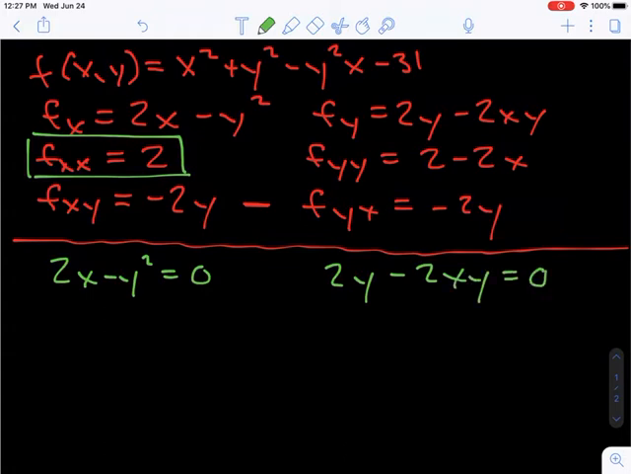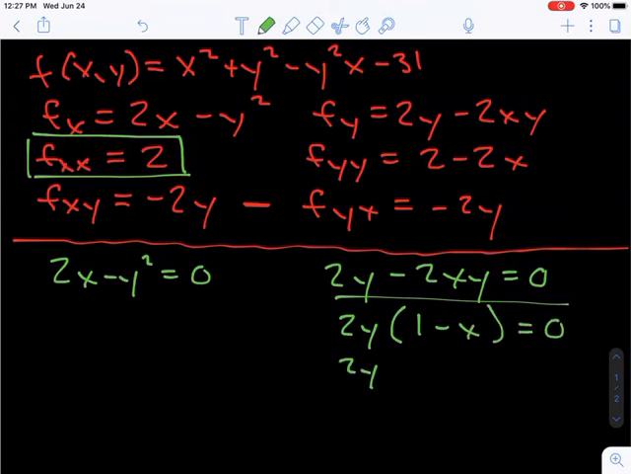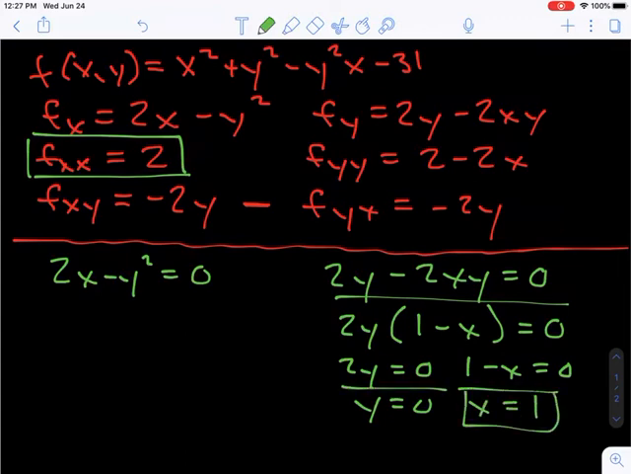Well, this looks like a little bit more difficult problem to solve. But what I notice is that I can factor out a 2y and be left with 1 minus x equals 0. Setting both of these factors equal to 0, I end up with y equals 0 and x equals 1. All right, so there are some possible solutions. We obtain these values from that partial derivative. So now let's substitute them back into the other partial derivative.